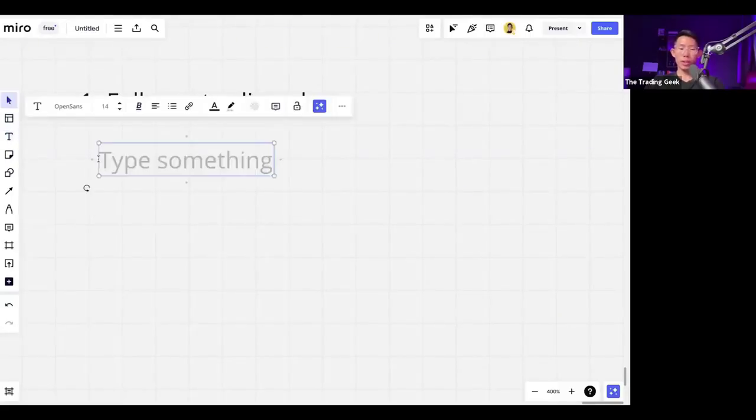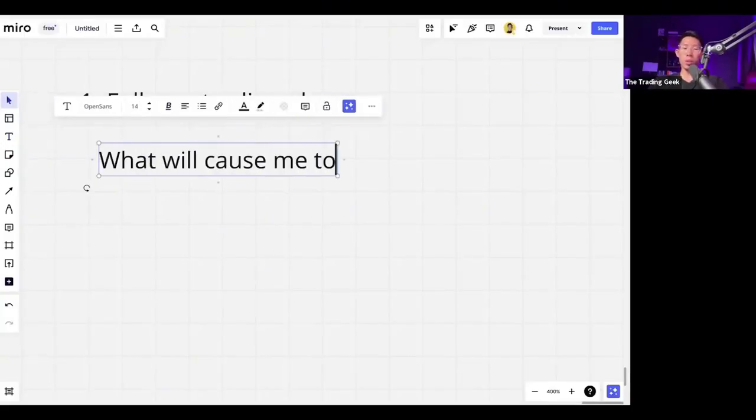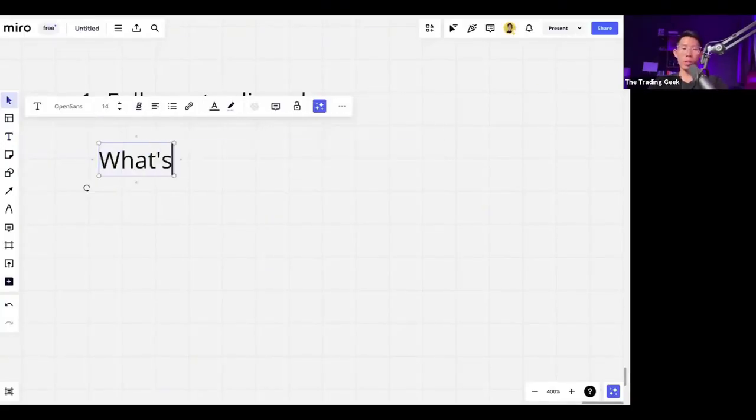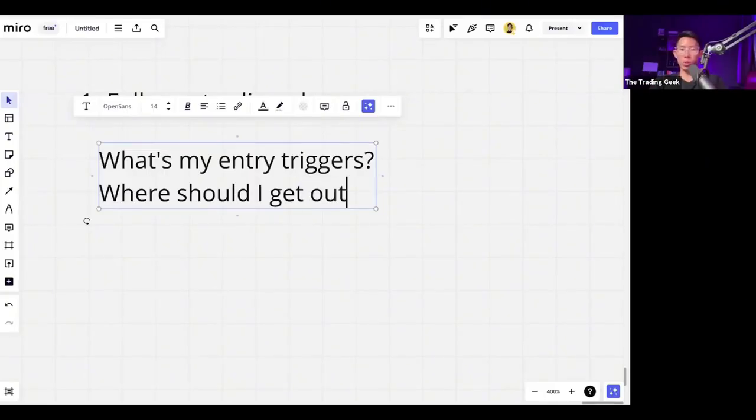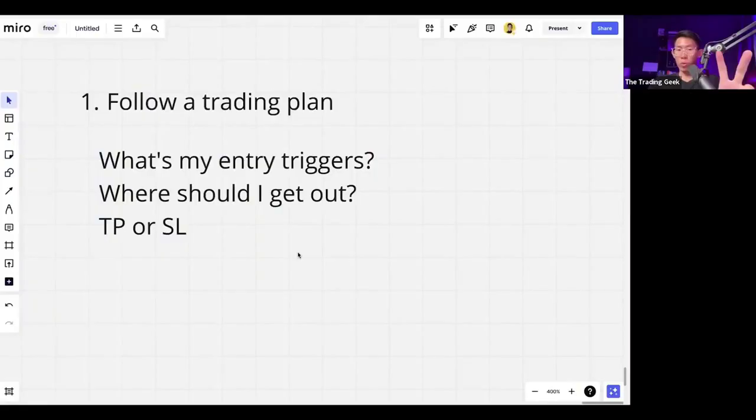That means you must know exactly what will cause me to enter for the trade. Okay, what's my entry triggers? What setups should I look out for so that I can enter for the trade? And then even when I do enter for the trade, where should I get out? And the thing about where you should get out, there's 2 points. Either your take profit or your stop loss. You need to plan both.